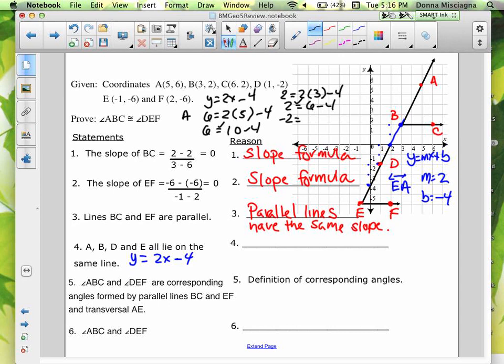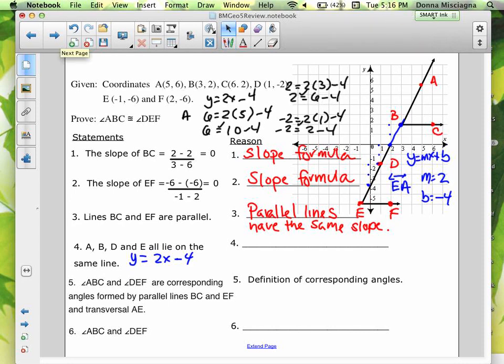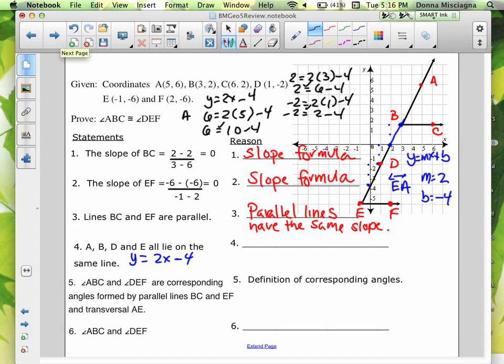Negative 2 equals 2 times 1 minus 4. So negative 2 equals 2 minus 4. That's a true statement. And we're kind of running out of space here. Let's check out the last point, E. And so we have negative 6 equals 2 times negative 1 minus 4. Negative 6 equals negative 2 minus 4. And that's a true statement as well.